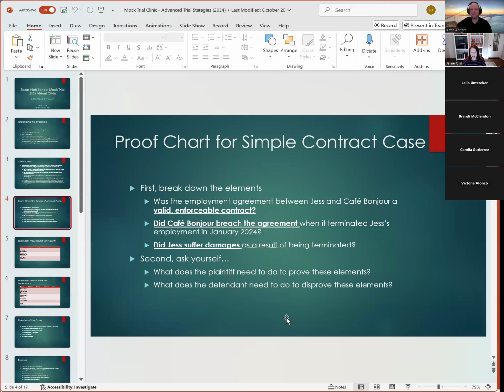And then next, did Cafe Bonjour breach the agreement when it terminated Jess's employment? And Cafe Bonjour will say, no, there was no breach there. We did what was allowed under the contract. And Jess's argument will be, yes, they breached the agreement. They did something that was not permitted under the contract. And then the last question, and something that usually doesn't come into play in mock trial, but is important in regular trials, is did Jess suffer damages? And were those damages the result of the termination?